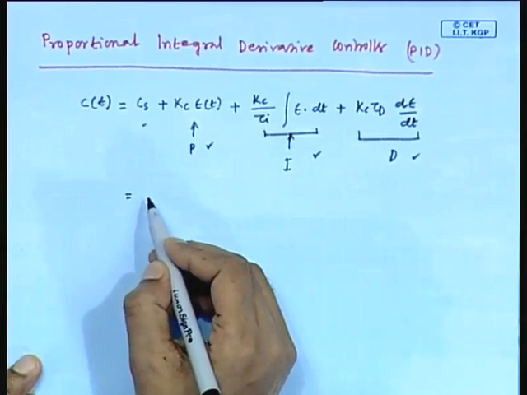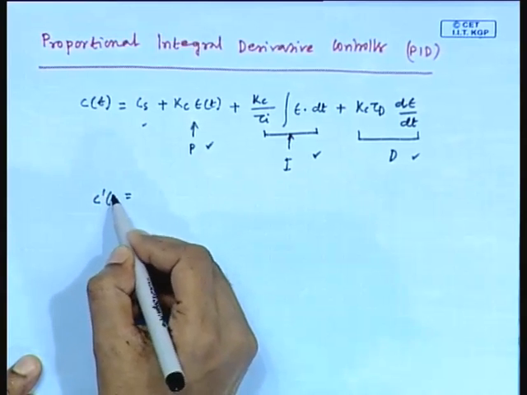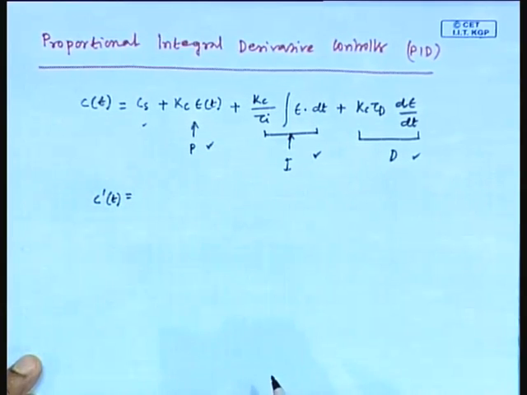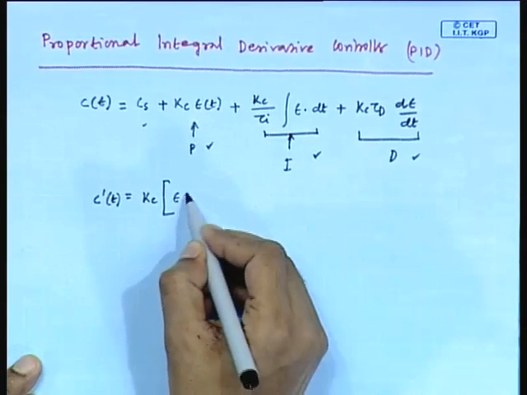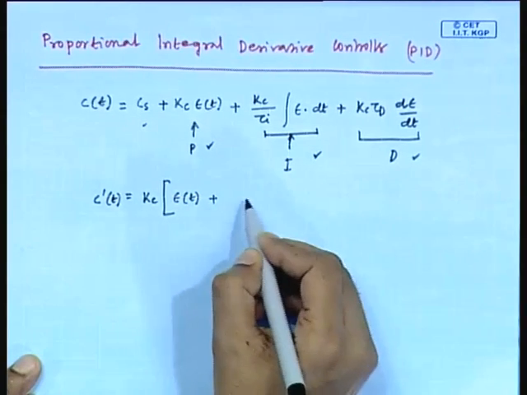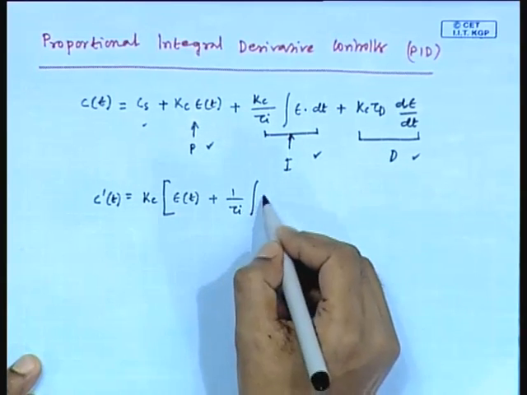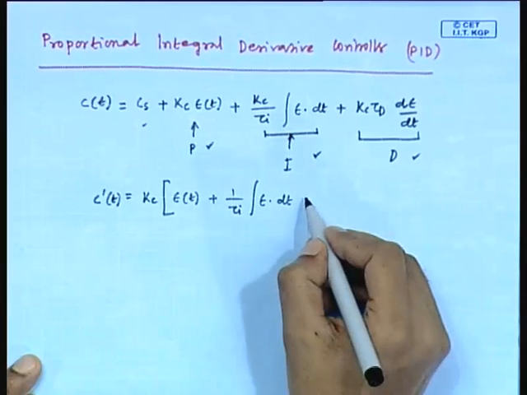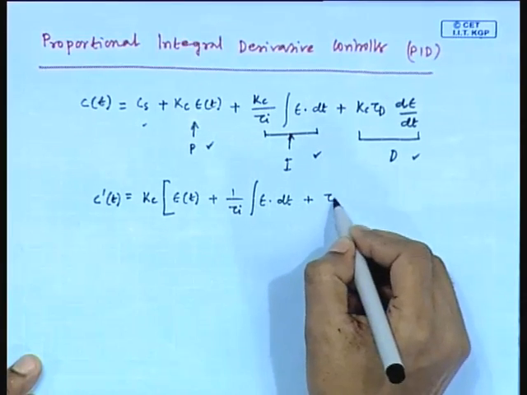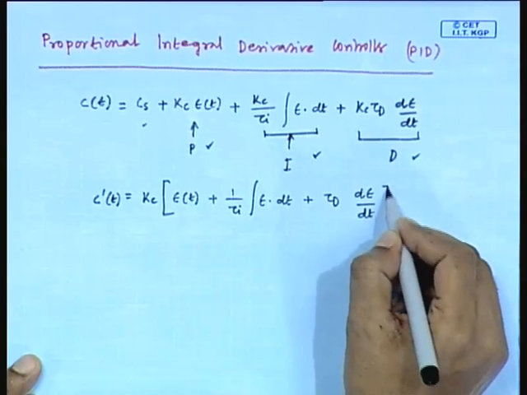So, we can rearrange this equation as C prime(t) equals Kc times error(t) plus 1 divided by tau I integration of error dt plus tau d d error dt.